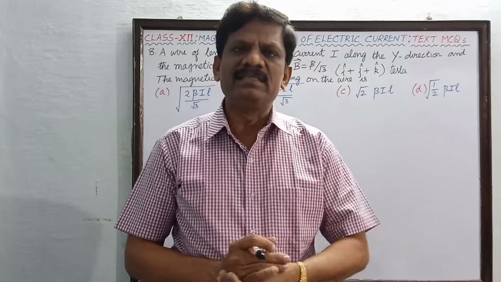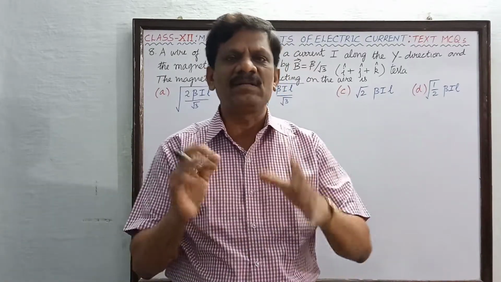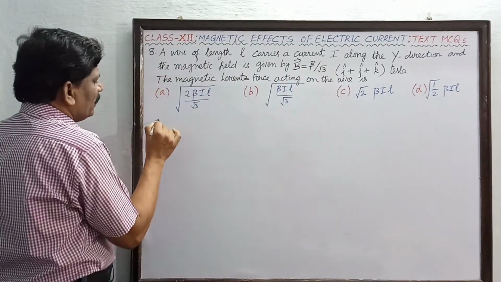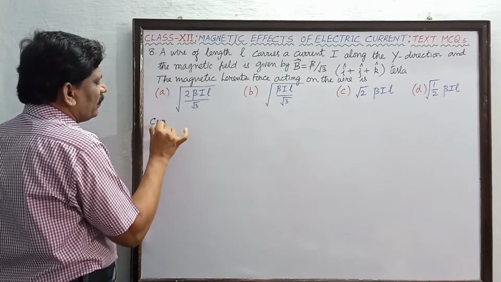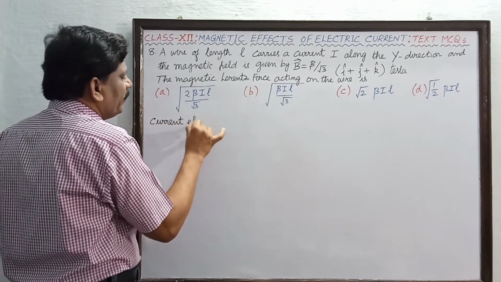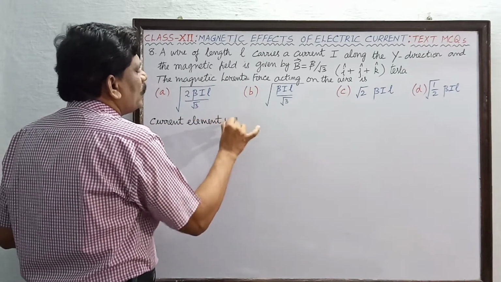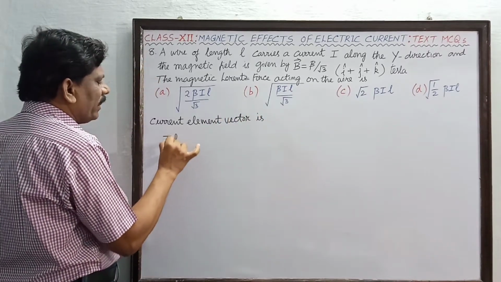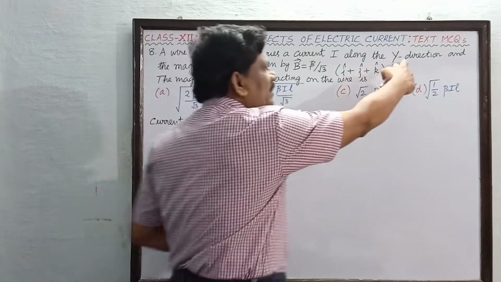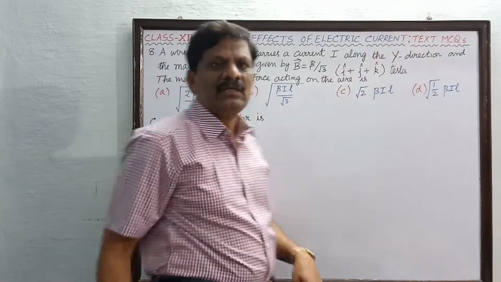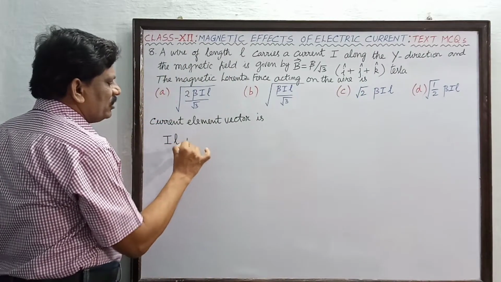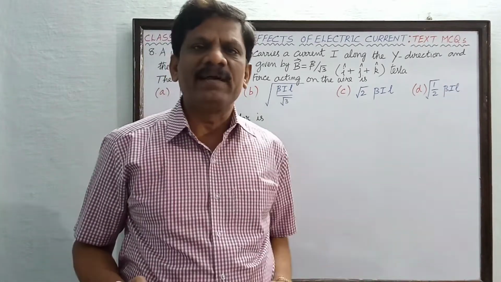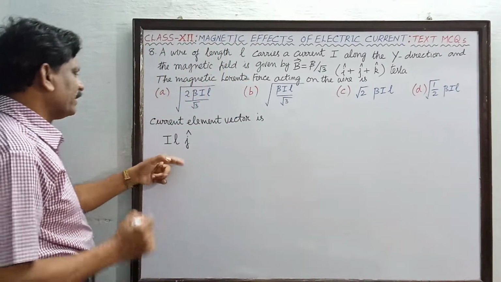So it is also a very interesting numerical problem based on the cross product of two vectors. What are the two vectors given? The current element vector is given. What is the current element vector? It is I into L vector, that is acting along the y direction, so the unit vector is j cap. So this is IL into j cap. This vector is the current element vector.